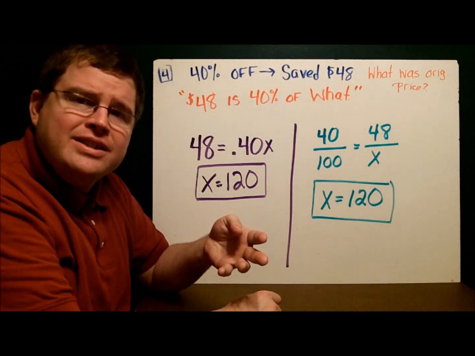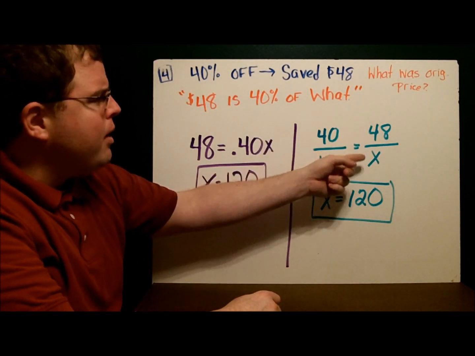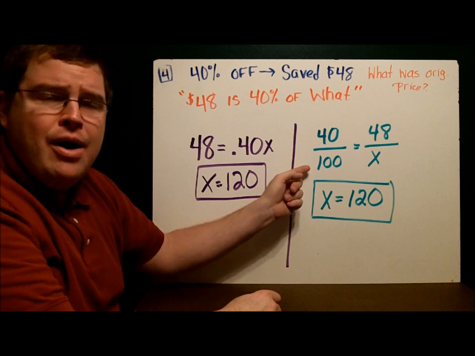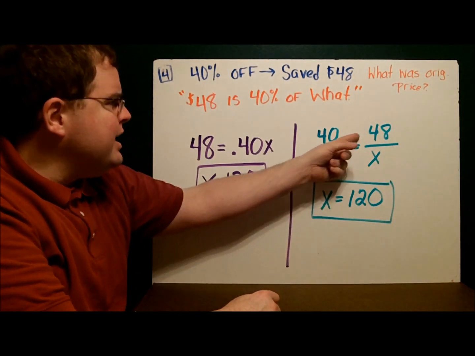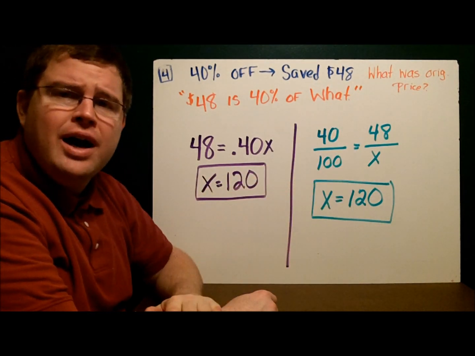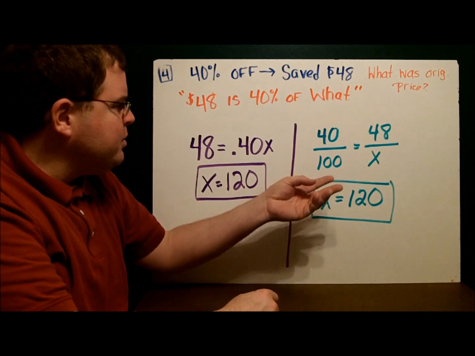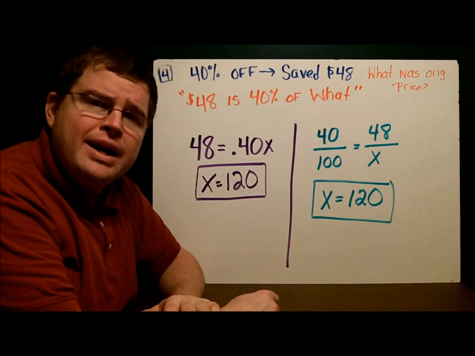Once again, I could set this up by using proportions. Part over whole equals part over whole. 40 out of 100, that's the part over the whole, that's the percent, is 48 over x, the discount, over the total cost of the coat. Cross multiply and solve. Once again, I see that x is $120.